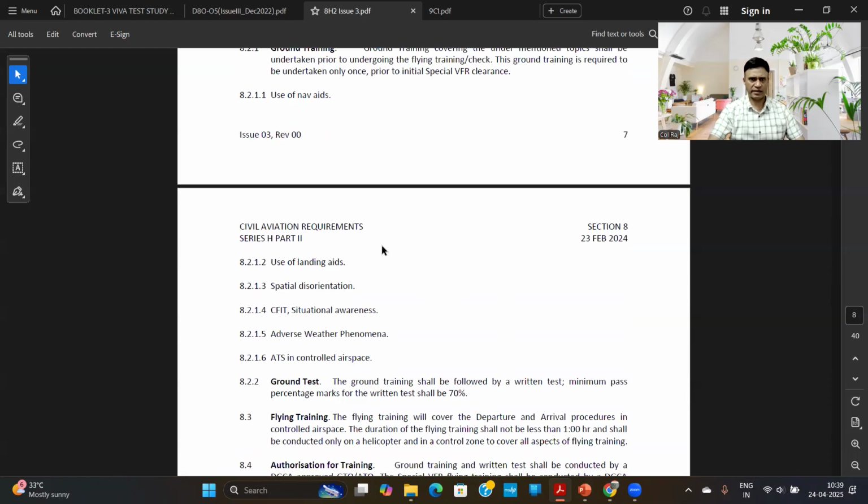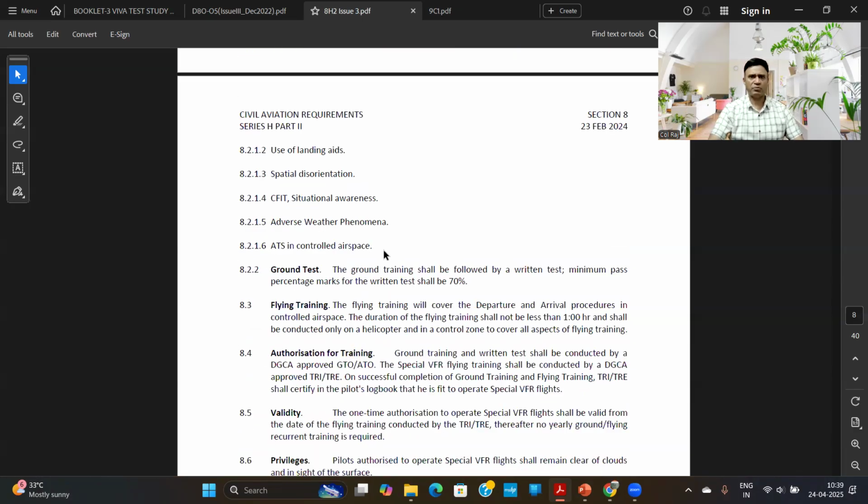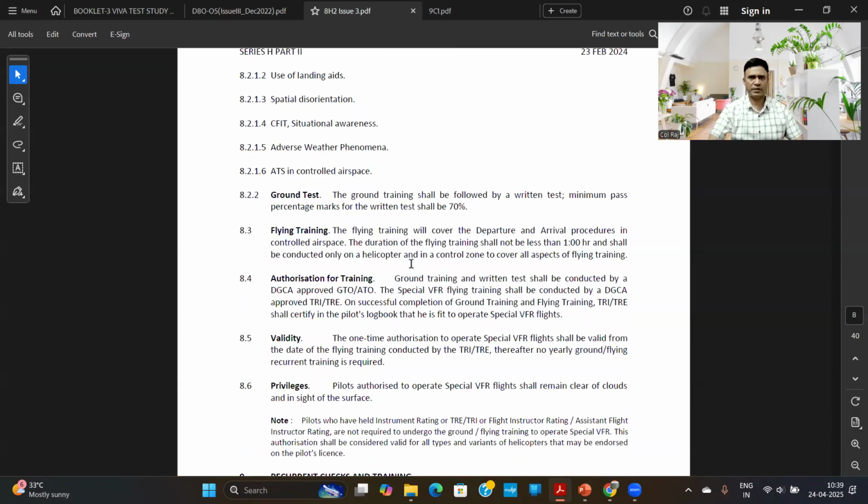Use of nav aids, landing aids, spatial disorientation, CFIT, situation awareness, and ground test, then flying training, departure and arrival procedures. When I did this syllabus of almost 6 hours, the final test was a full instrument landing with the ILS, VOR, and ILS landing with my instructor, who was very strict. In fact, he had covered my eyes, and I did a totally blind ILS landing on a B3 in Guwahati.